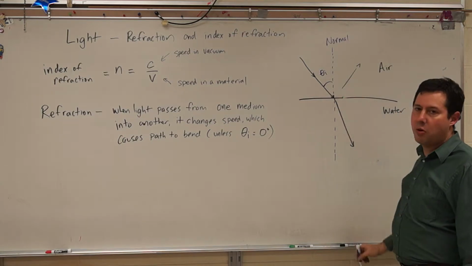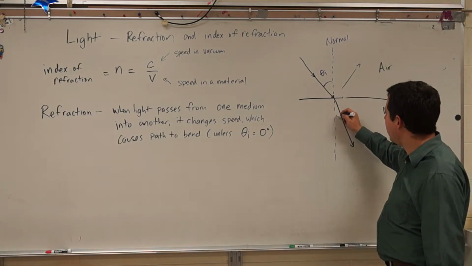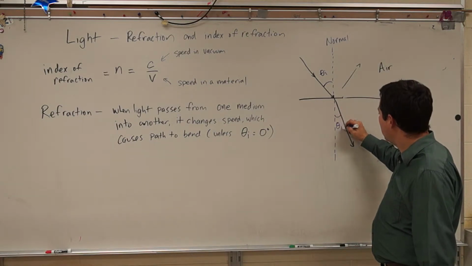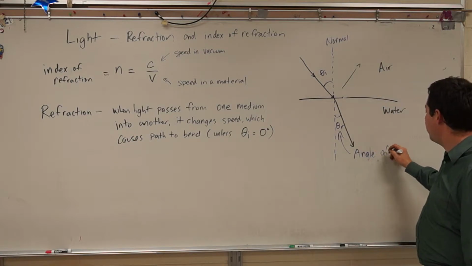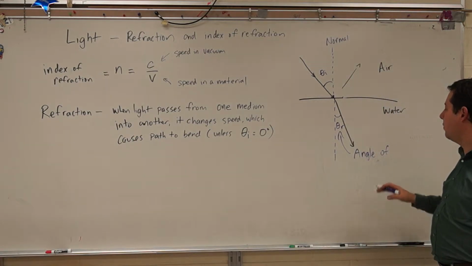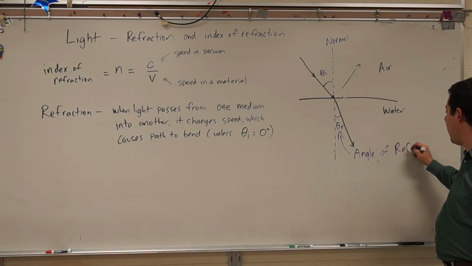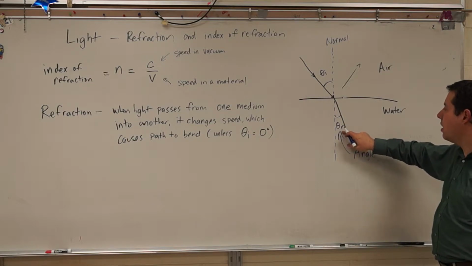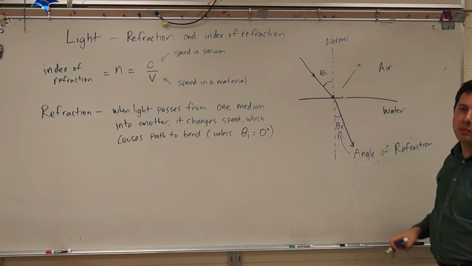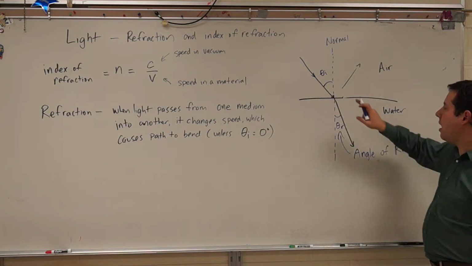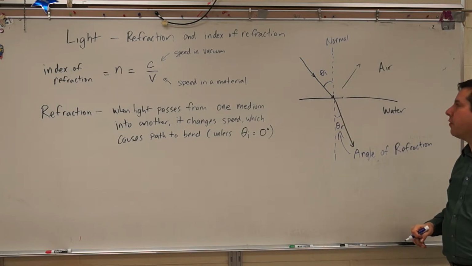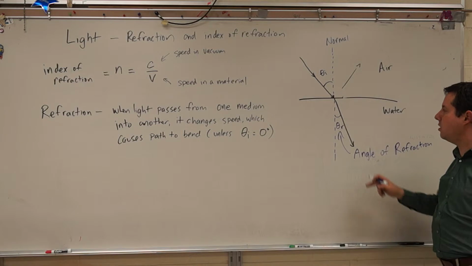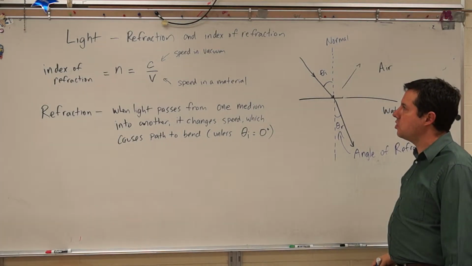Theta I is still defined as an angle compared to the normal. This time though, we're drawing the normal all the way through, and theta R, which in this case is your angle of, last time we said angle of reflection, this time I'm going to say angle of refraction, is defined as compared to the normal also. However, you'll see that the light bends past. So no longer do you have an example where theta I equals theta R. That was only true for reflection. Now we're dealing with refraction, so the angle has got to change.